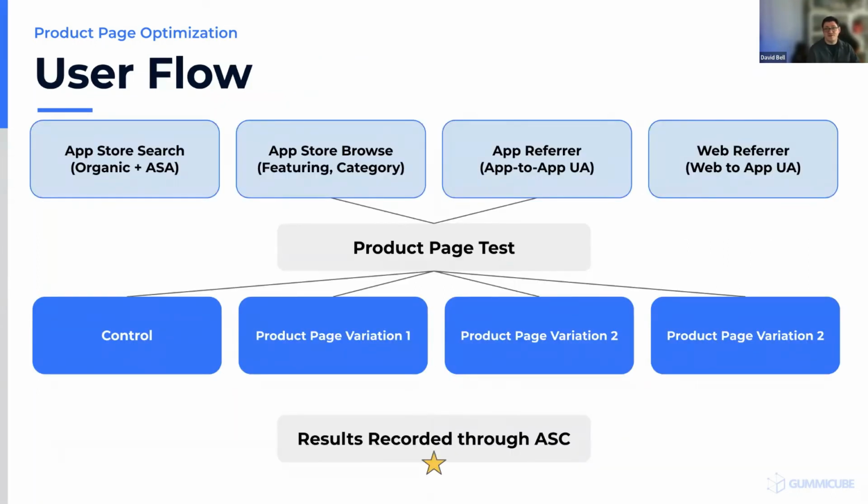When we think about user flow for iOS 15 testing, we're looking at this on a channel-to-channel basis from a measurement standpoint. How does search perform? How does browse perform? How does app refer or web refer perform? And we want to make sure that ultimately we're measuring that across each variant so we understand if there are any differences in how users respond to a test.